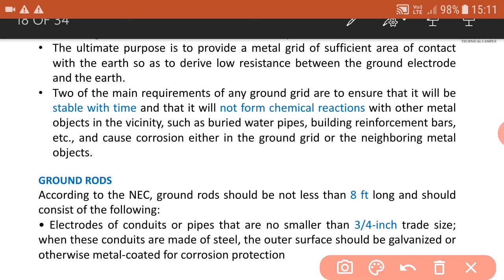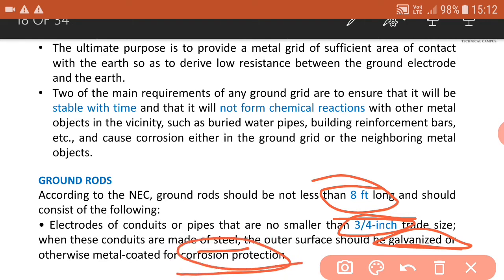Ground rods. According to the NEC, ground rods should not be less than 8 feet long and should consist of the following: electrodes of conduits or pipes that are no smaller than 3/4 inch trade size. When these conduits are made of steel, the outer surface should be galvanized or otherwise metal coated for corrosion protection. Okay, so for corrosion protection, either we have to galvanize the outer surface or metal coat it.